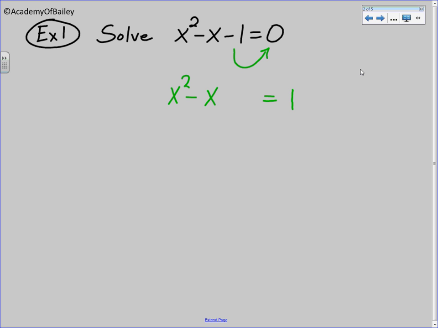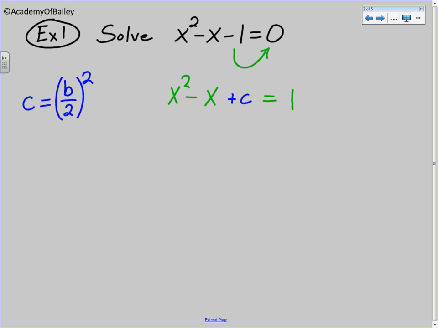Now this term right there, we're going to fill in that space. Let's give this a variable c. Don't fill that in, don't write that down. I'm just going to put that there for right now. Well, how do we find c? Well, c is equal to b divided by 2, and then you square that.